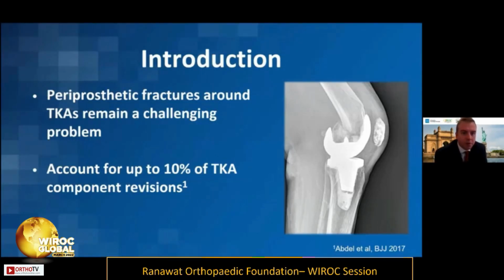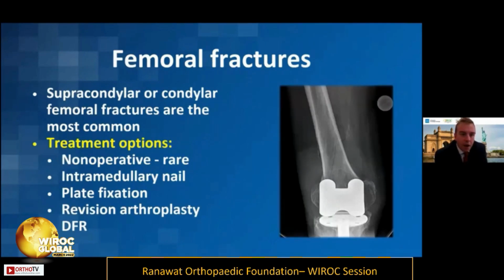As an introduction, periprosthetic fractures around total knees remain a challenging problem, and these account for up to 10% of total knee component revisions. Most fractures around the femur are supracondylar fractures or have condylar involvement.